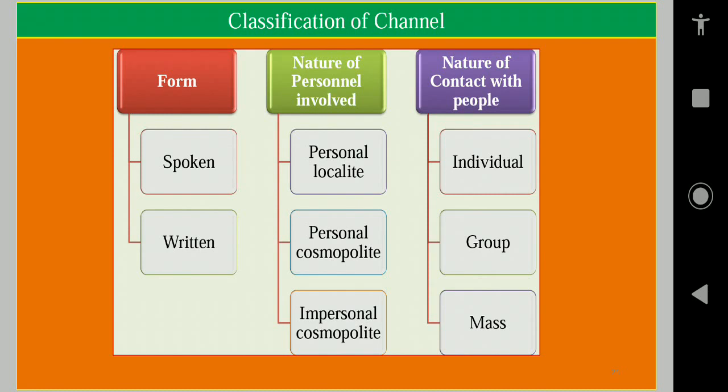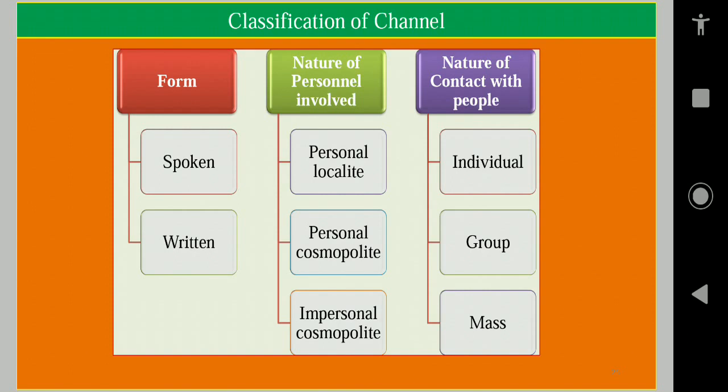Okay, remember this one. The most important ones are personal cosmopolite and personal localite. Personal localite is the channel of communication which is from the receiver's own social system. And personal cosmopolite is the channels of communication from outside the social system of the receiver. They are the extension agent, various organizations, and are important in changing the farmers from traditional to modern.